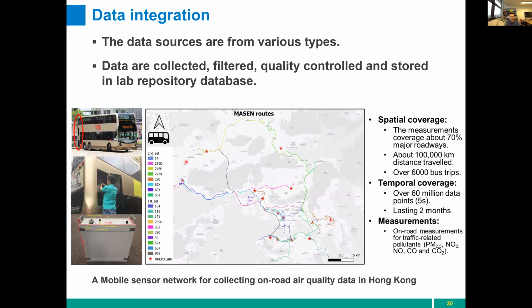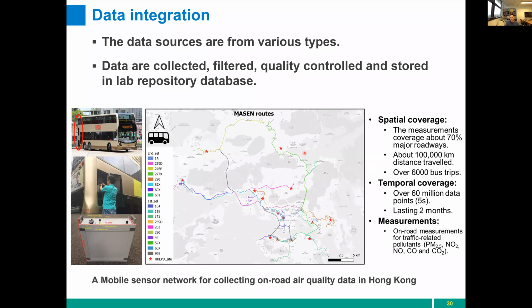All right, now I have two more components to say. The data integration, right? The data integration is talking about when you have different kinds of data sets, you have to face the issues of how you can integrate them together, especially when you face a big amount of data. So the data integration is where we have to consider all the time. And so we have to keep in mind the data sources may come from different types. So the data collected, filtered, and quality controlled and stored in the laboratory database. Now that's our starting point.